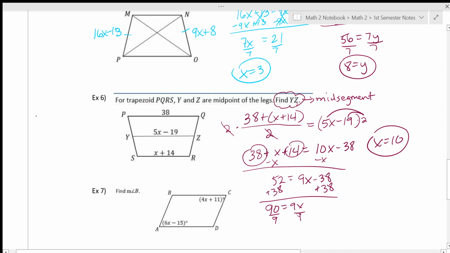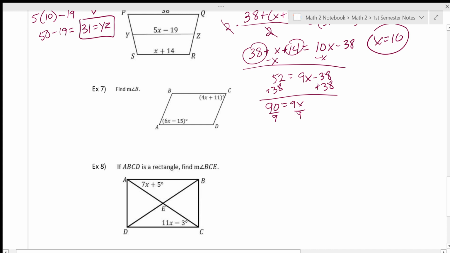So I found x, so then I can plug 10 in for x into my YZ expression. That gives me 50 minus 19, which is 31. So YZ equals 31. Here's my answer. Okay.